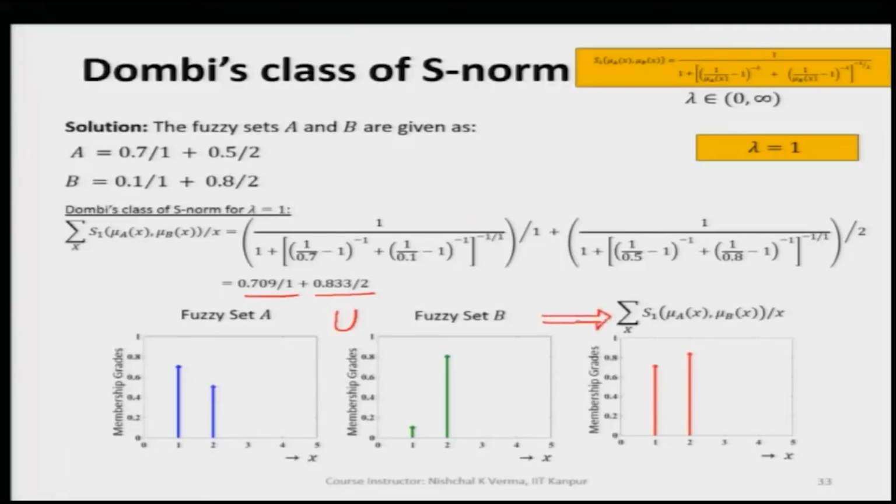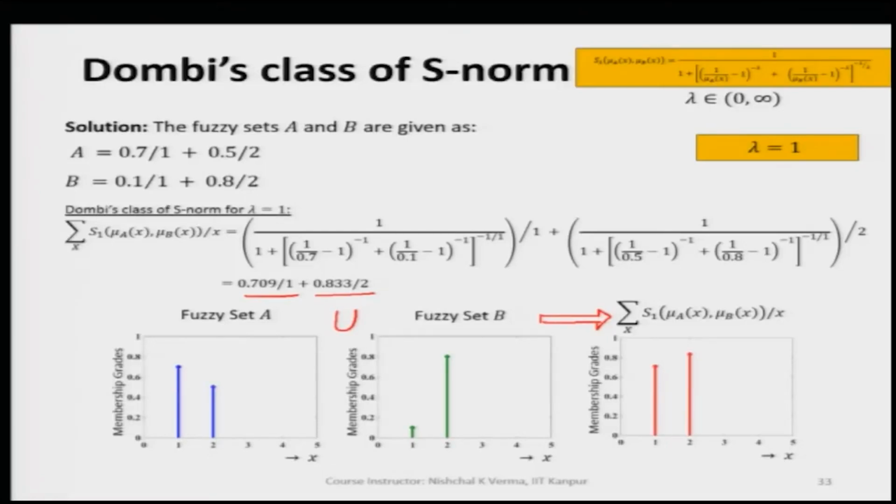We see this when the parameter lambda is equal to 0. Please note that we can take any value of lambda in between 0 and infinity depending upon our suitability or requirement.